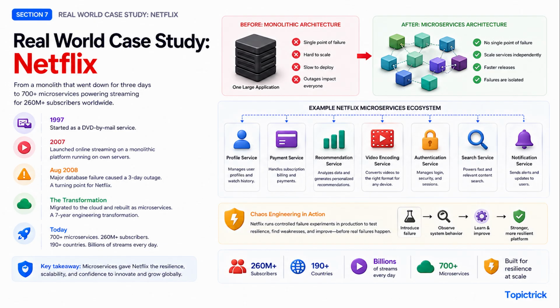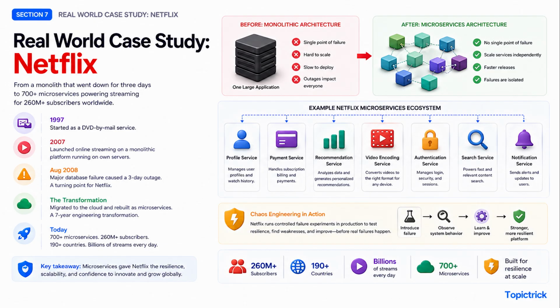Netflix engineers recognized that their monolithic architecture was a single point of vulnerability. One problem anywhere in the system could bring everything down simultaneously. They needed to change how they built software fundamentally. So Netflix began one of the most ambitious engineering transformations in the history of the technology industry. They migrated their entire platform to cloud infrastructure and rebuilt it from the ground up as a microservices architecture.